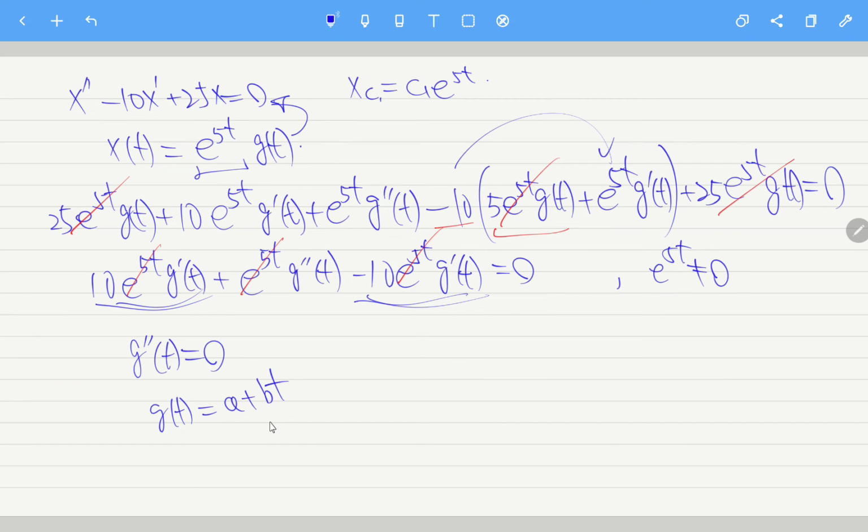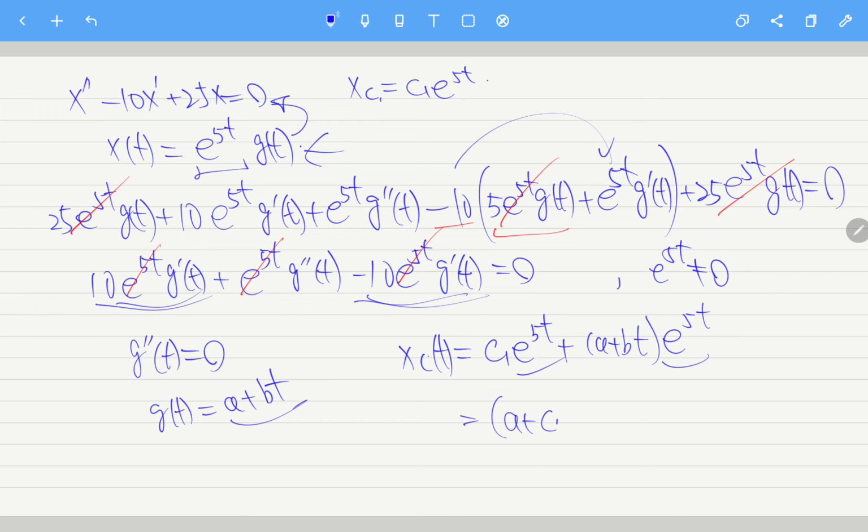Okay, so here we should have x, the complementary solution, to be just say c1 exponential to 5t, and then plus we plug in this one into here, so we should have a plus bt exponential to 5t. Okay, so here this one and this one are the same, so we have a plus c1 plus bt exponential to 5t. So this one is another constant, so we can just write it as c1 plus c2t exponential to 5t. So this shows you why this term comes out.